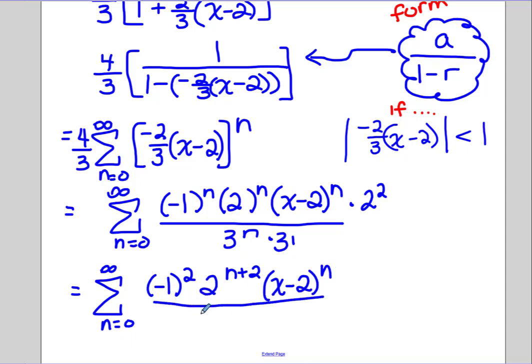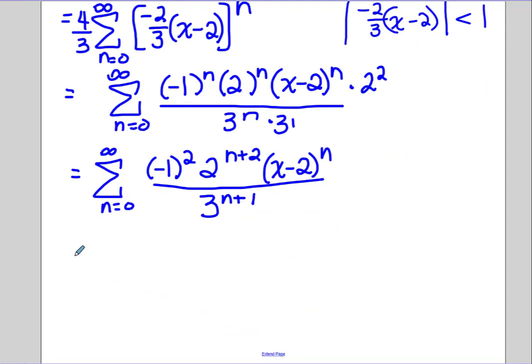And then in the denominator, 3 to the n plus 1 power. So here's my expression as a geometric power series. And then I want to find the interval of convergence.